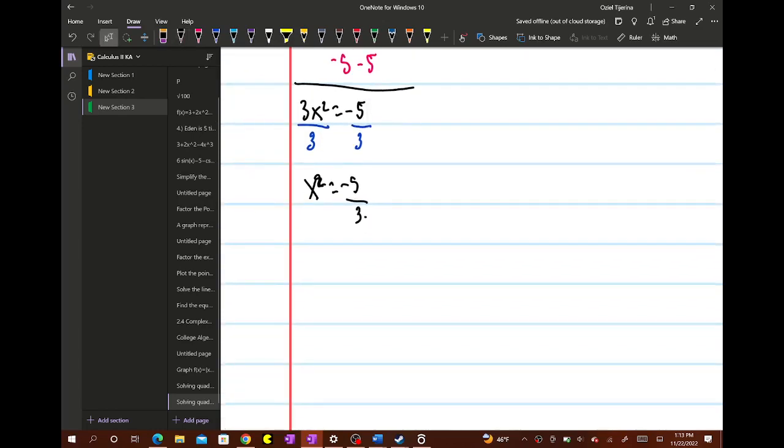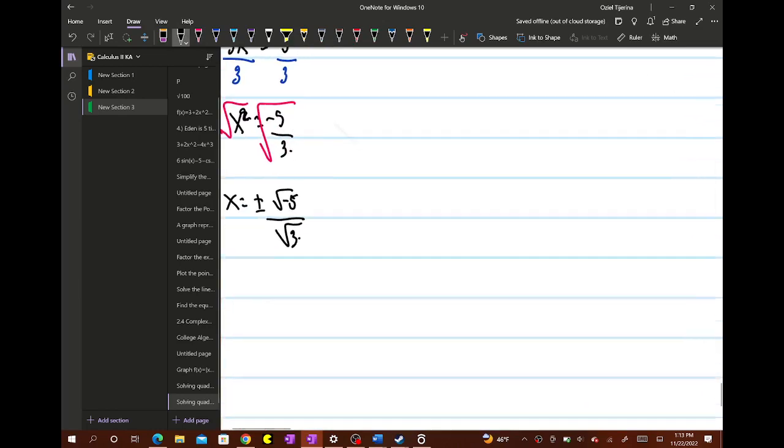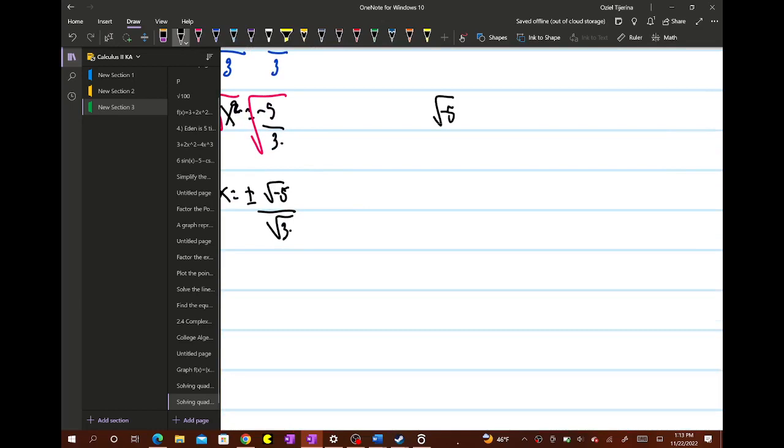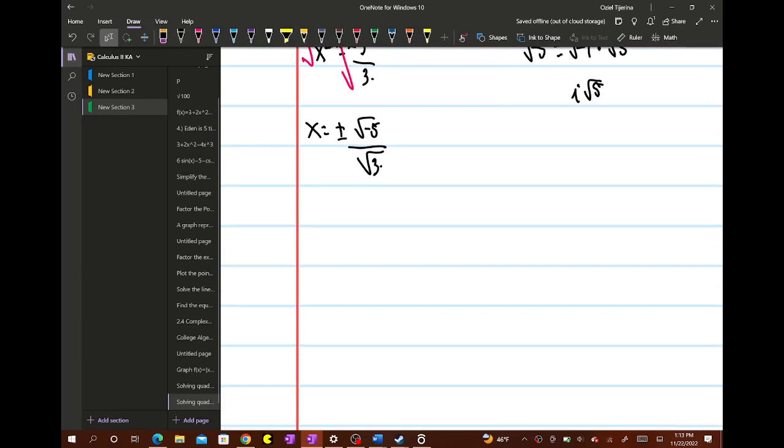And then lastly, we're going to take the square root of both sides. We get x equals plus or minus the square root of -5 over the square root of 3. Now again, the square root of -5 is equal to the square root of -1 times the square root of 5. And since it's plus or minus, we would put plus or minus. So this would be i square root of 5. So really, this would be plus or minus i square root of 5 over the square root of 3.